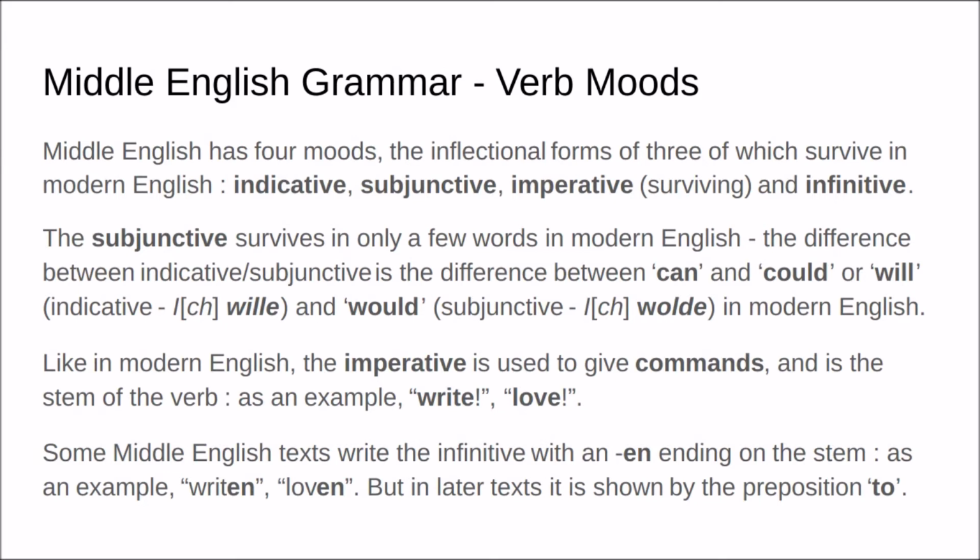Like in modern English, the imperative in Middle English is used to give commands, and it's just the stem of the verb. So you would say write or love, and that would be a command if there's no subject or pronoun with it. Some Middle English texts write the infinitive with an en ending on the stem, and they do this for participles as well. For example, writen and loven, but in later texts this is shown with the preposition to, as in modern English.